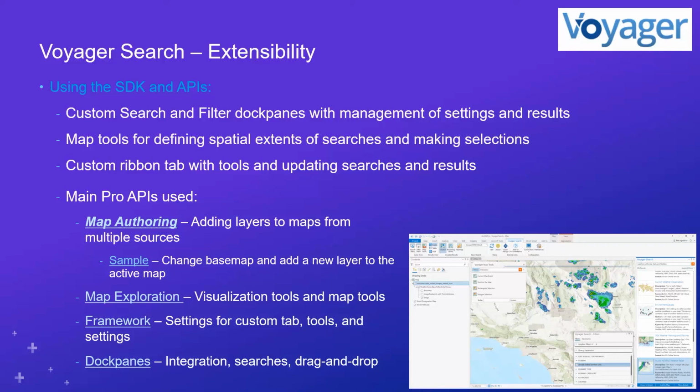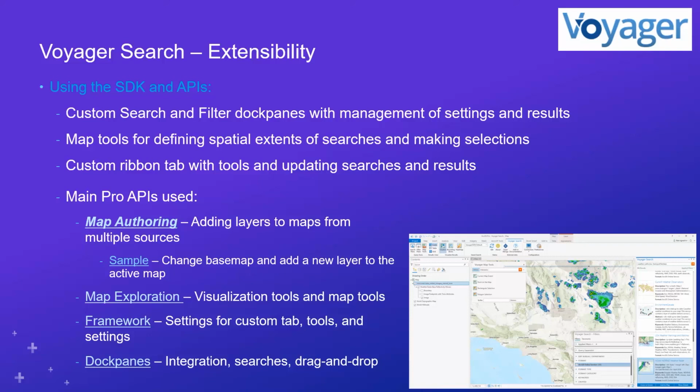So the map tools for defining the spatial extents of those searches and making selections were also available in another dock pane, and they were integrated together. The team also developed a custom ribbon tab with tools for updating the searches and viewing the results. So let's look at the main Pro APIs that the team used.